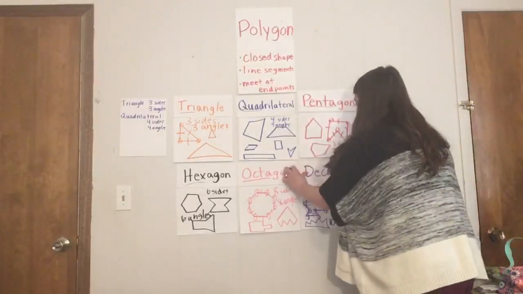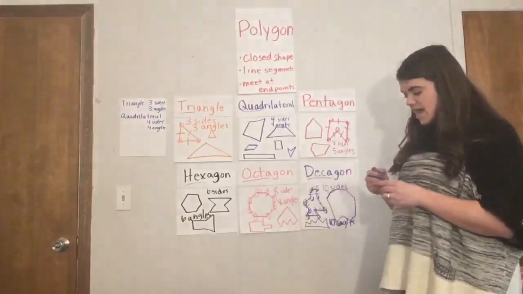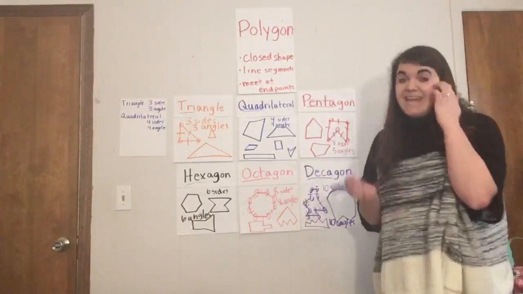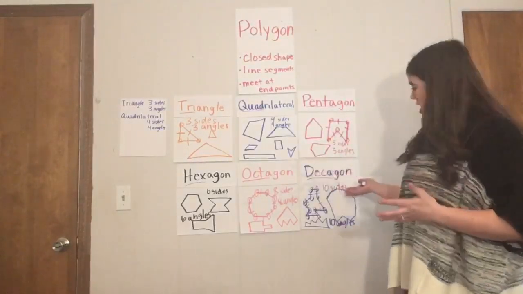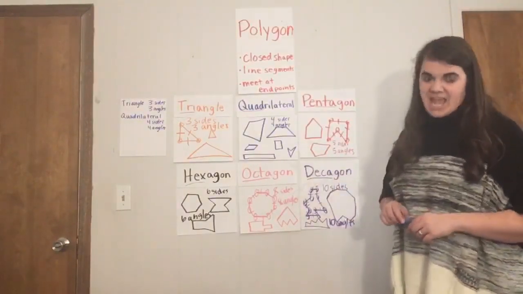Okay, decagon. This is a decagon because deca means 10, like a decade. A decade is 10 years, so this is a decagon. It means 10 sides, 10 angles.